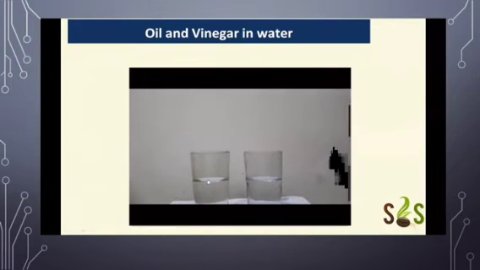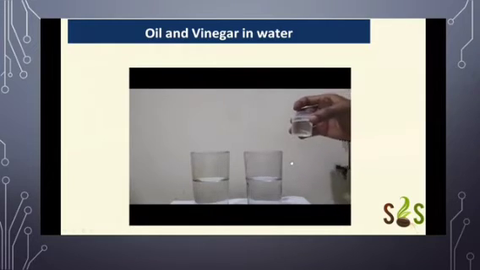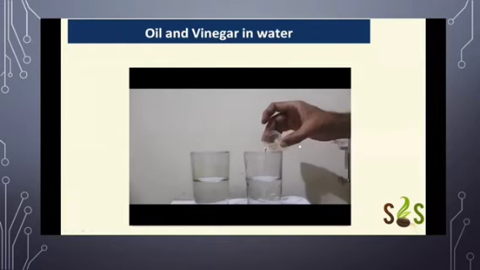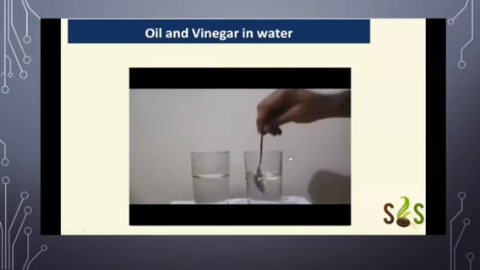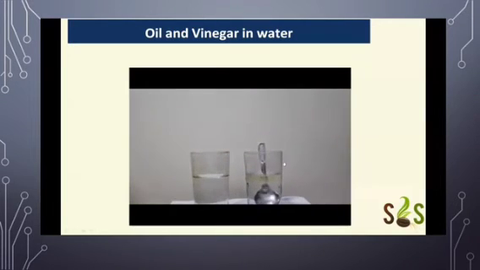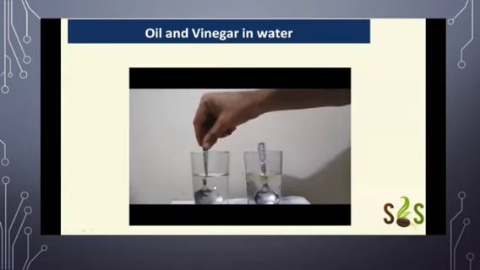So here we have 2 glasses. In one glass, we are going to add a spoonful of oil. Then we are going to add vinegar in another glass. Again, we will add a couple of spoons of vinegar in the other glass. So we added some vinegar in the other glass. Now what we are going to do is stir these liquids. So we have stirred this mixture and we have also stirred this mixture.